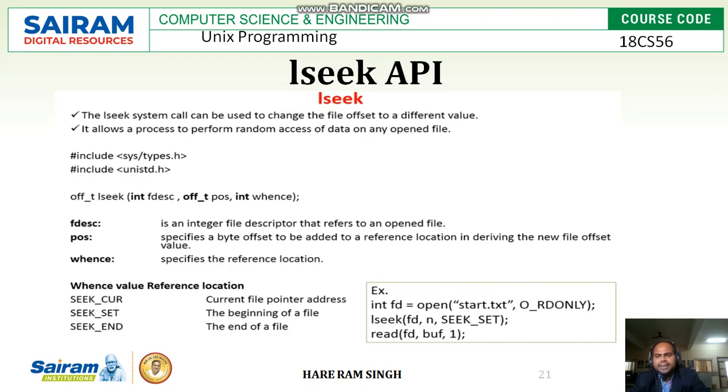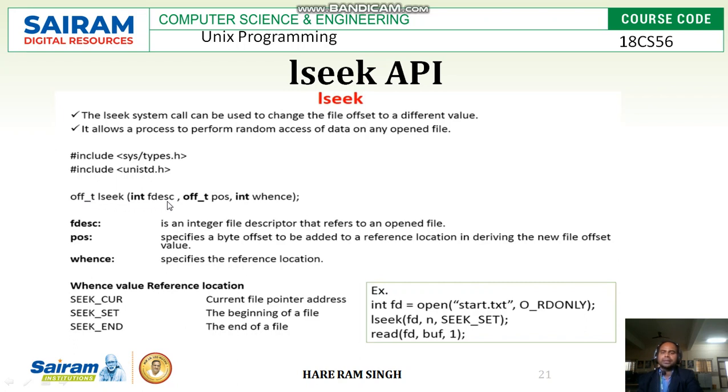Next one is the lseek API. The lseek system call can be used to change the file offset to a different value. lseek is used for random access of file contents. It allows a process to perform random access of data on any open file. So if on any open file you want to read or write from wherever you want, it will be helped by the lseek API.